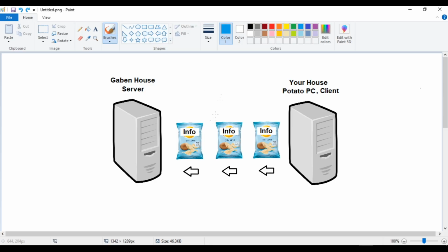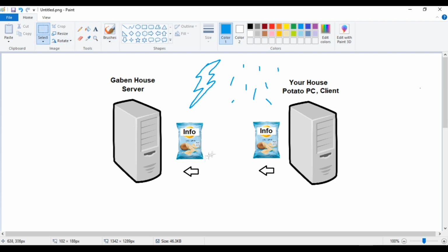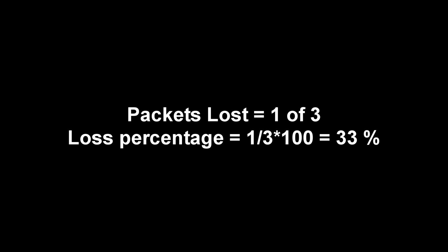Next up, loss. In our previous example, when we were trying to send 3 packets to the server, if due to some reason one of the packets doesn't reach the destination, this results in packet loss. We lost 1 packet while sending 3. So simply, the loss is 1/3, or in percentage, 33%.